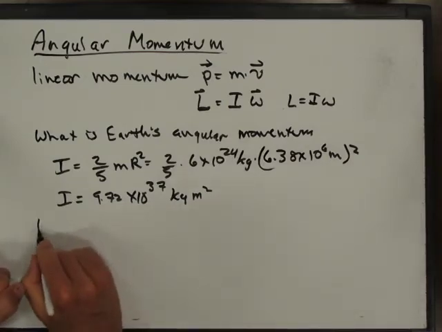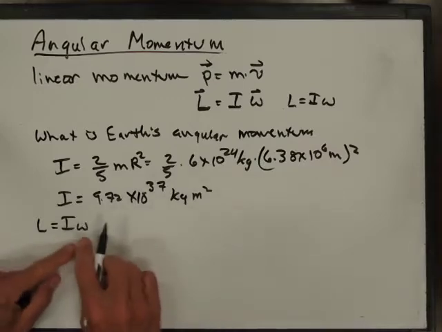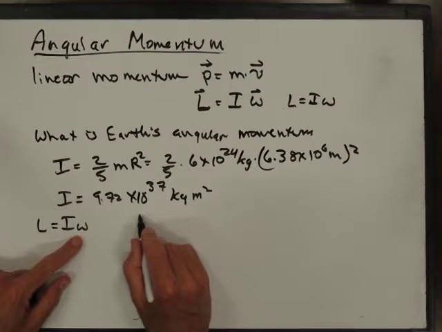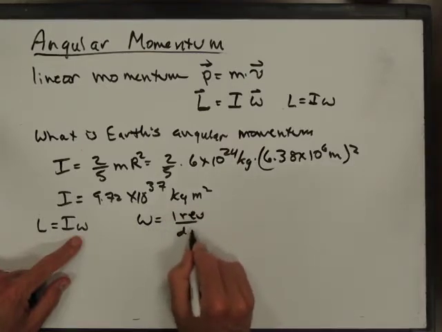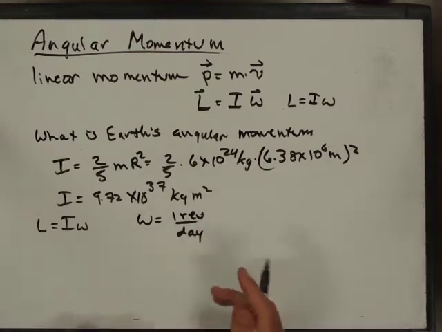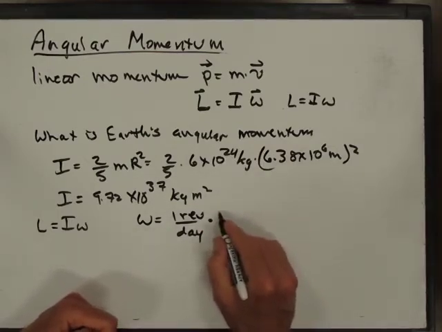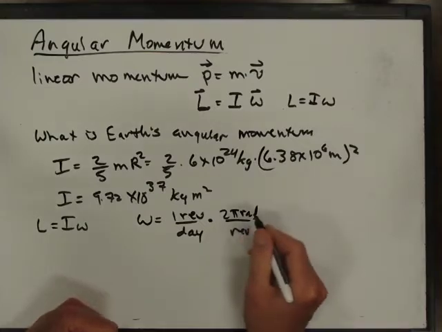And so if we wanted to calculate its angular momentum, we'd need to use omega, right? We need to multiply this by omega. Omega is equal to 1 revolution per day, right? The Earth rotates once per day. But then we want to convert it into radians per second, so it would be times 2 pi radians per revolution.